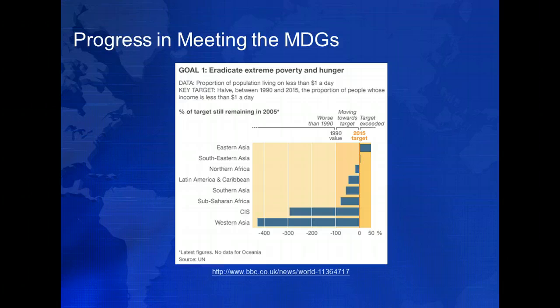But in sub-Saharan Africa and West Asia, the proportion of hungry people continues to increase, and globally, the number of hungry has increased sharply as a result of the 2007 global food crisis.